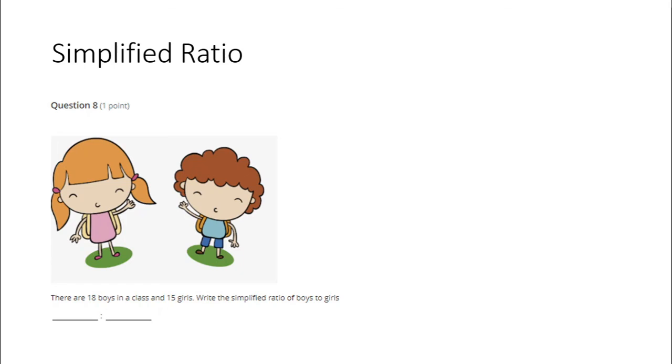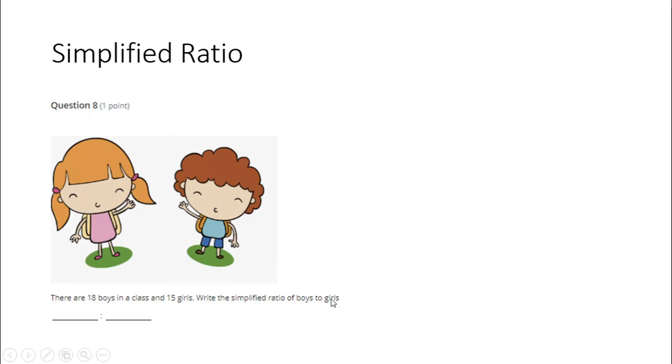Now our last question is a simplified ratio question. It's a worded question, but hopefully it wasn't set out too confusing for you. There are 18 boys in a class and 15 girls. Write the simplified ratio of boys to girls. Remember, the order matters. And look, I was consistent with the order in the question. I started with the boys and I told you how many boys there were. Then I went to the girls and told you how many girls there were. And I want you to answer in the order boys to girls.